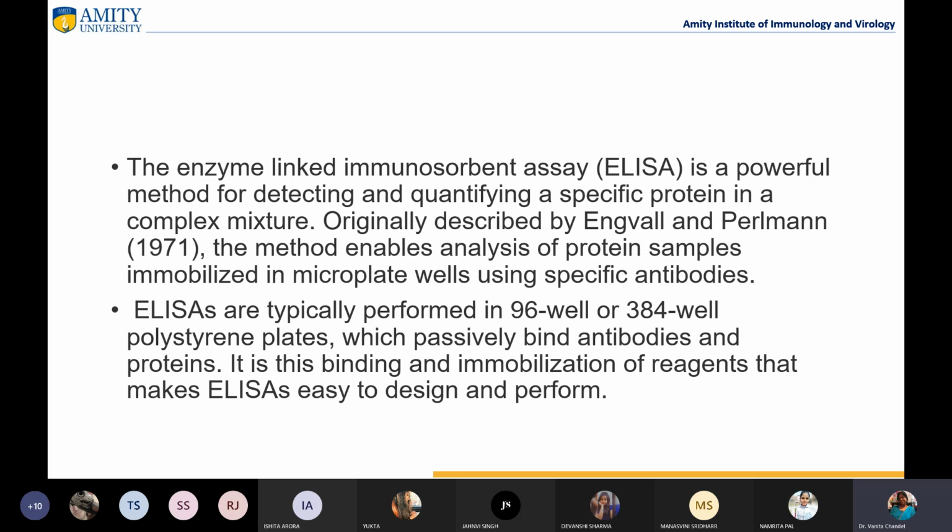So these are usually performed in a 96 well plate, but if we have a very large number of samples, it could be a 384 well polystyrene plate also, which passively binds antibodies and proteins. So it is this binding and immobilization of the reagents that makes ELISA easy to design and perform.